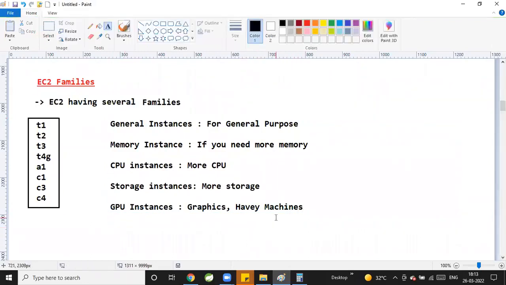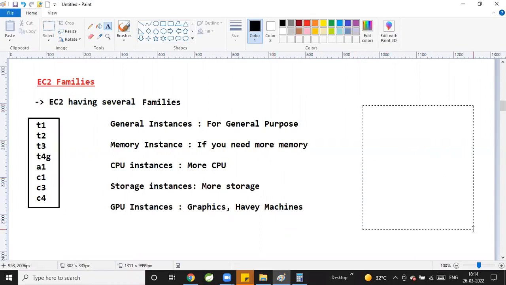If you want to use an instance for general purpose, go for general instances. T2 is a general family. T2 family comes under general. If memory is more important, go for memory based instances. If CPU is more important for you, go for CPU based instances. If storage is more important, go for storage based instances. If you want graphics and heavy machines, go for GPU instances.